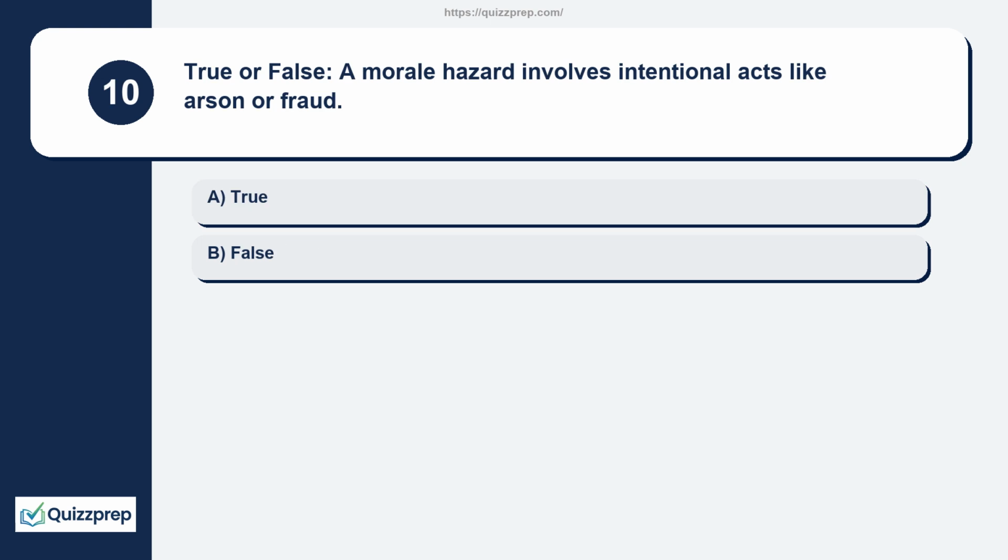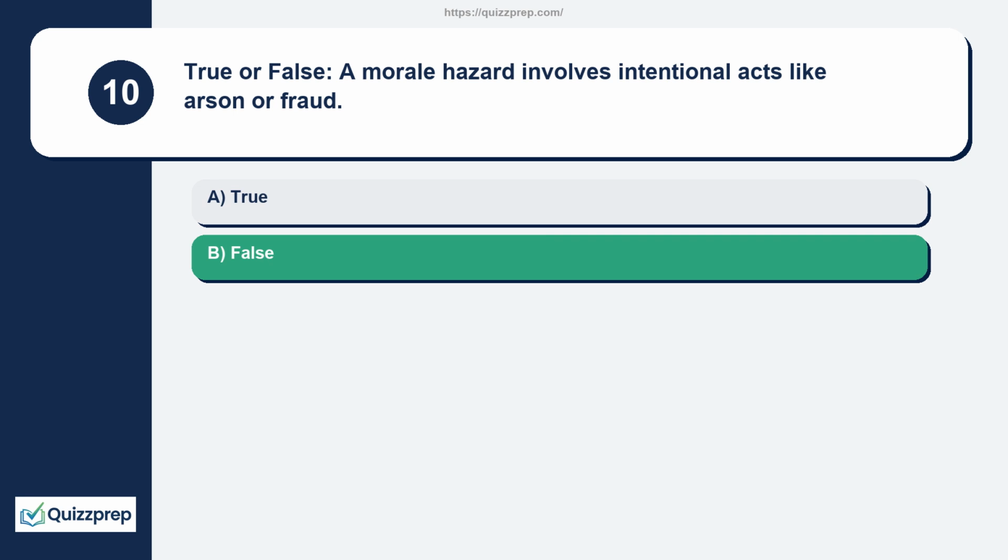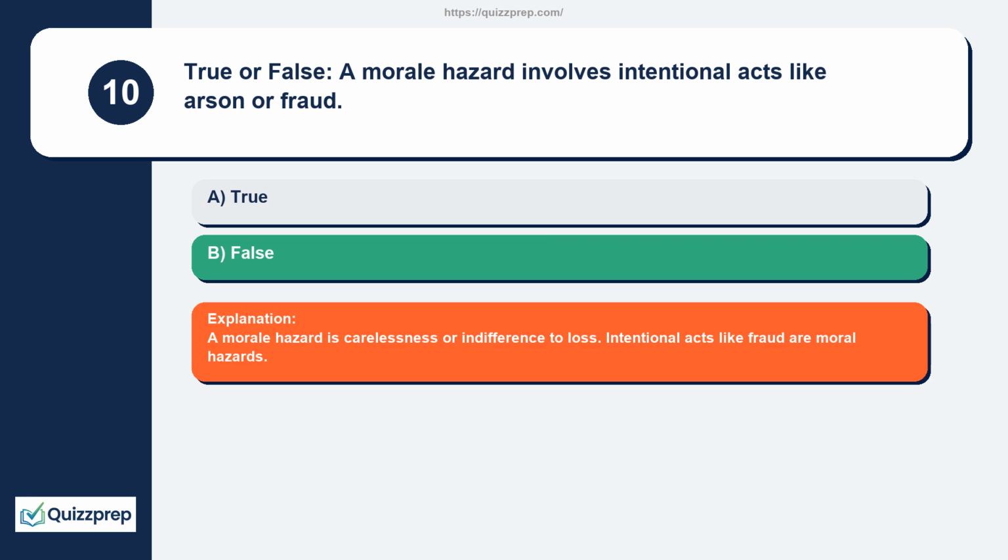Question 10. True or false? A morale hazard involves intentional acts like arson or fraud. True, false. A morale hazard is carelessness or indifference to loss. Intentional acts like fraud are moral hazards.